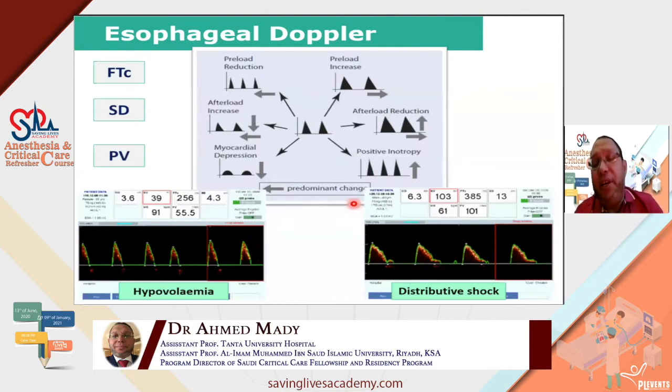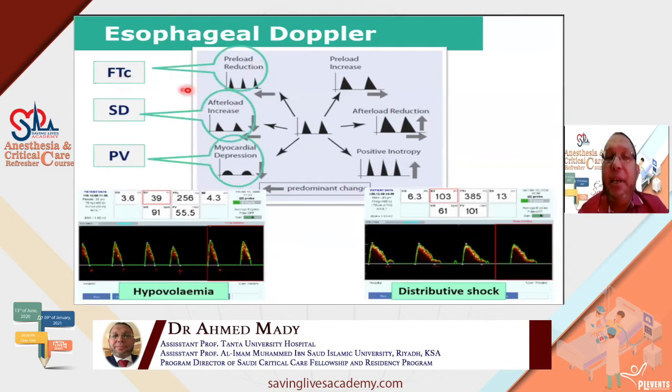Again, even with this device, think about what parameters can give you a hint about the preload: flow time corrected, how it looks if you have preload reduction or this patient needs fluids to increase the preload. What parameter gives you the afterload? Yes, stroke distance, how far it will bump the blood in the descending aorta, and it means this patient needs afterload reduction. Microcontractility, peak velocity, how high the wave, the peak velocity, also contractility. So again, think systematically. When you have a device, interpret the parameters systematically.